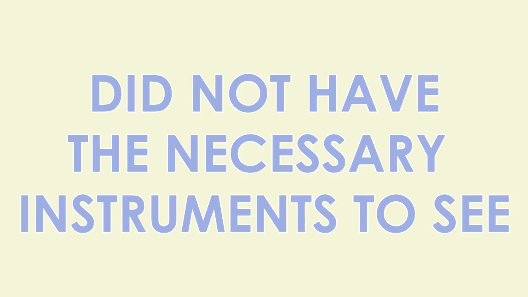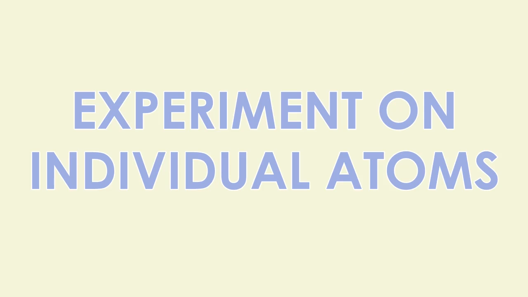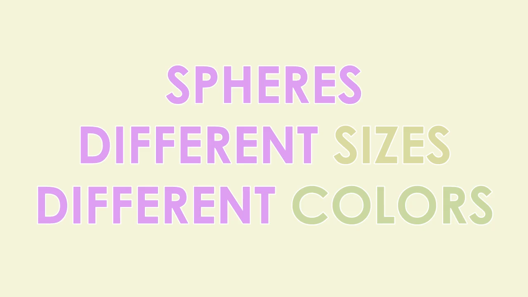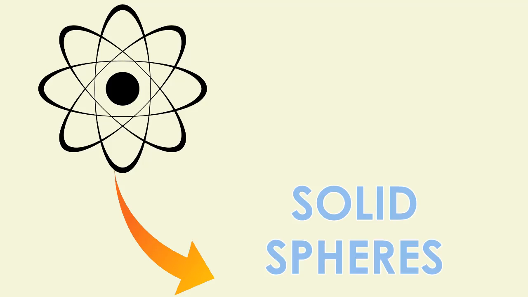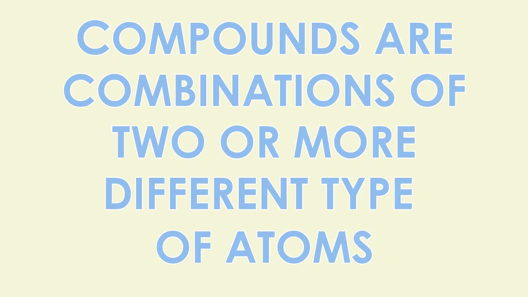It is important to note that since Dalton did not have the necessary instruments to see or otherwise experiment on individual atoms, he did not have any insight into whether they might have any internal structure. We might visualize Dalton's atom as a piece in a molecular modeling kit, where different elements are spheres of different sizes and colors. While this is a handy model for some applications, we now know that atoms are far from being solid spheres.